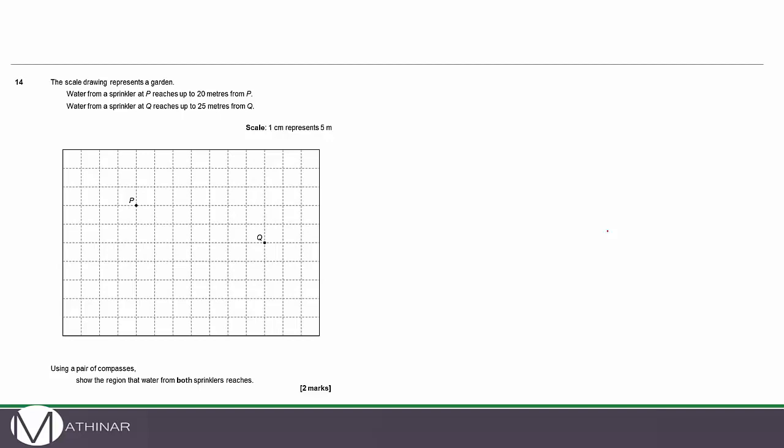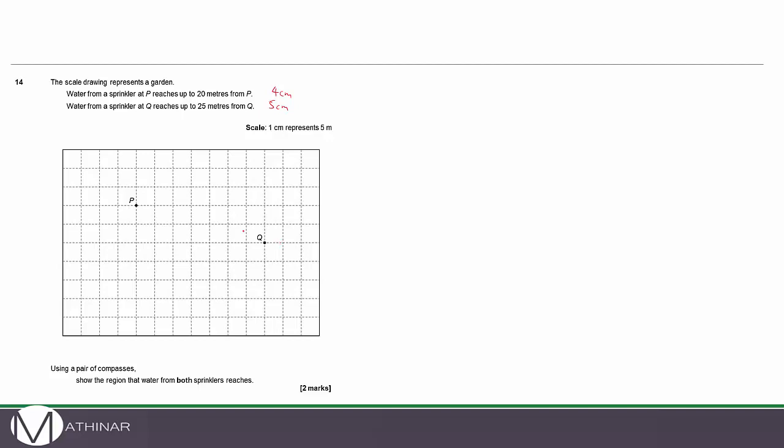Question 14. The scale drawing represents a garden. Water from a sprinkler at P reaches 20 meters from P. Water from a sprinkler at Q reaches 25 meters from Q. Using a pair of compasses, show the region that both sprinklers reach. So the scale here is 1 centimeter is 5 meters. So we're told this is 20 meters. So in terms of our scale, 20 meters is going to represent 4 centimeters, and 25 meters is going to be 5 centimeters.